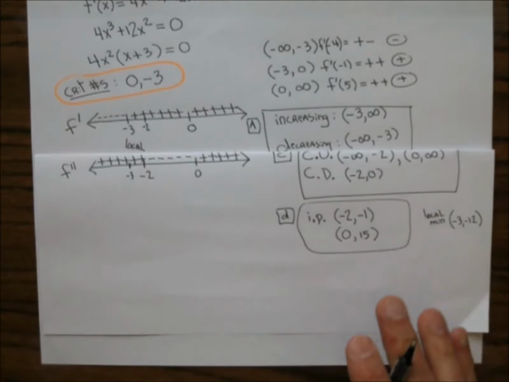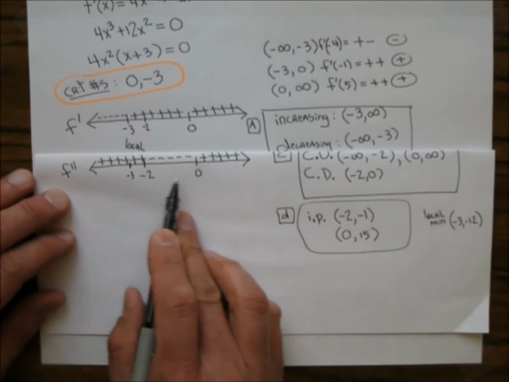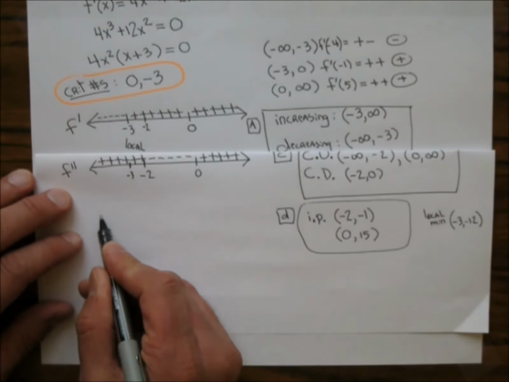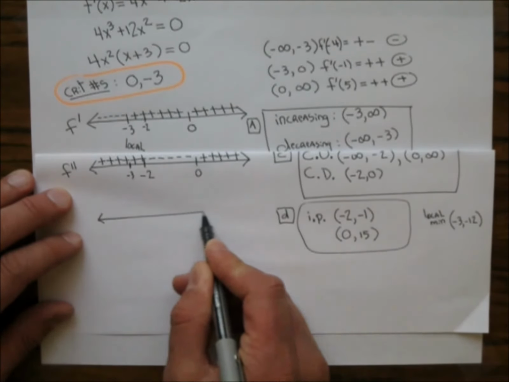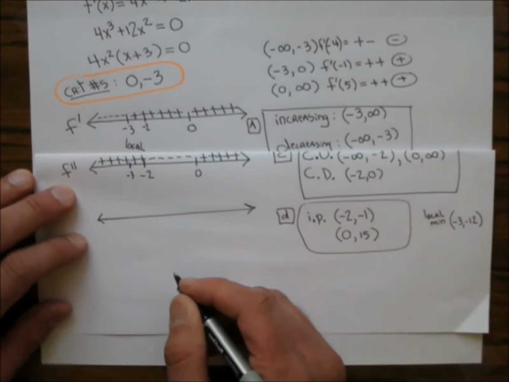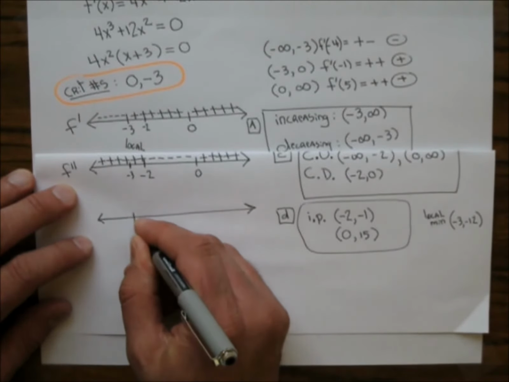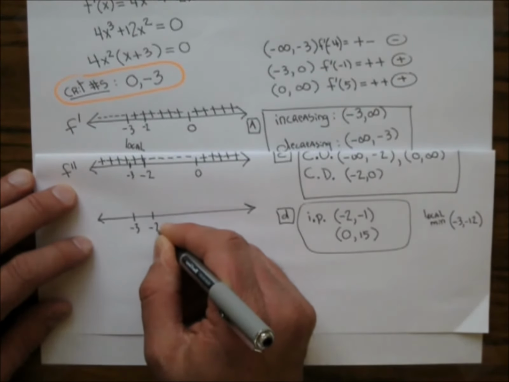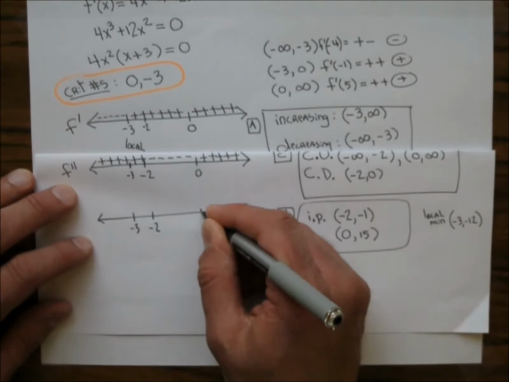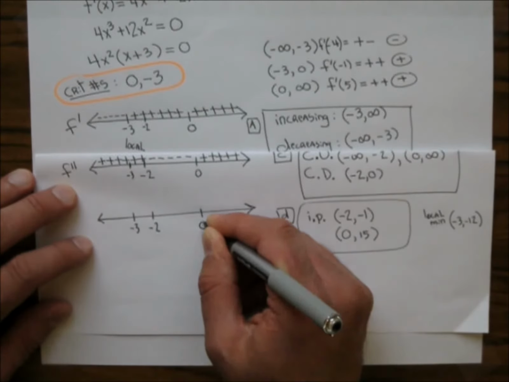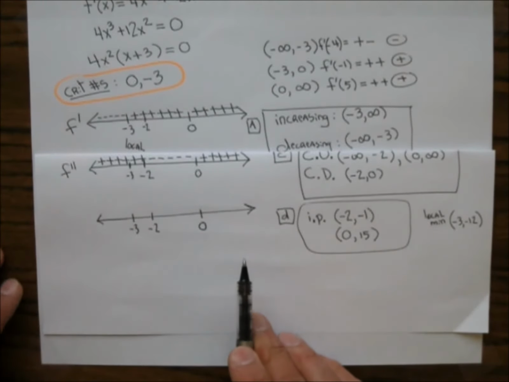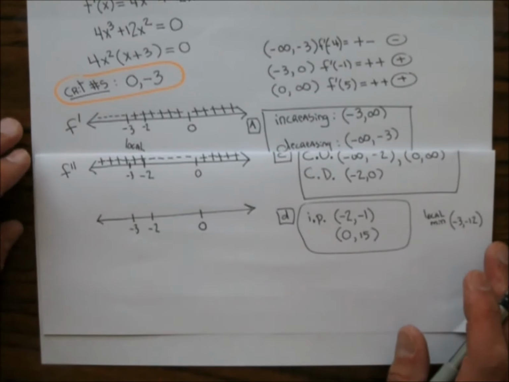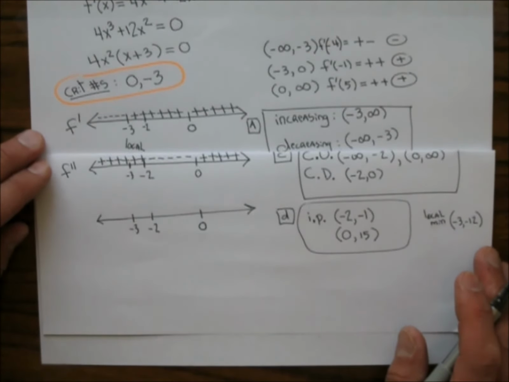Okay. I'm going to go ahead and draw another number line that captures some of the information here. So here is a number line. And I'm going to put some key points on here. I'm going to put negative 3, negative 2, and 0. So I'm going to put all my important things here: critical numbers, IP candidates, and let's see what happens.